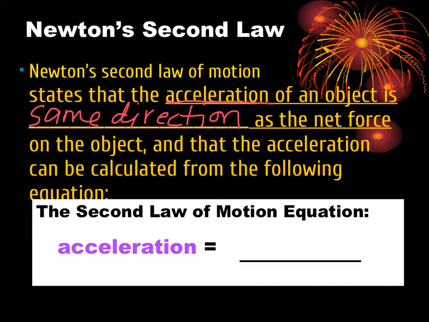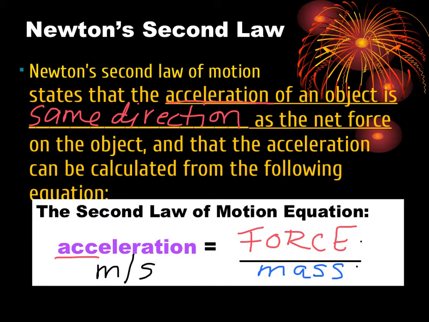Go ahead and record the acceleration equation on the right-hand side of your notes. It will be acceleration equals force divided by mass. And I can use that as long as I know the force variable, as long as I know the mass variable. I can plug both in to get acceleration, which again, remember, is meters per second squared.